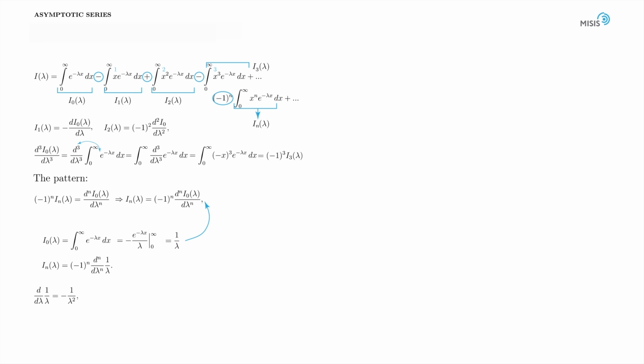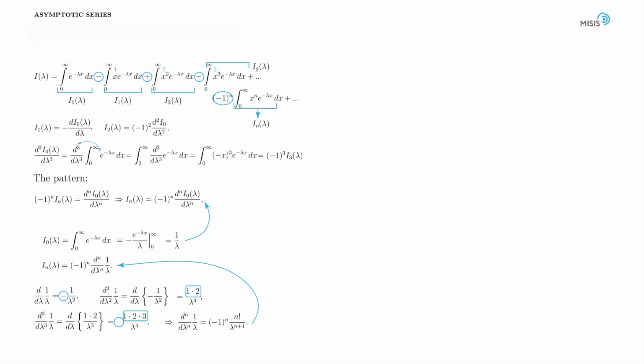So the first derivative is -1 over lambda squared. The second one is 2 over lambda cubed. The third one is -2 times 3 over lambda to the 4th power. Now again, the pattern is kind of looming. We notice the alternating sign. The factorial factor is accumulating in the numerator. And this is our guess for the general nth derivative.